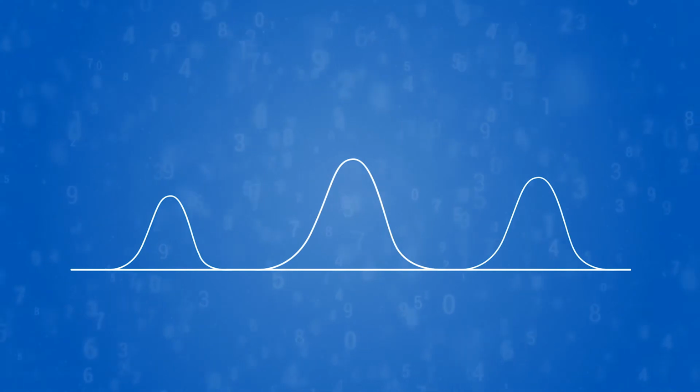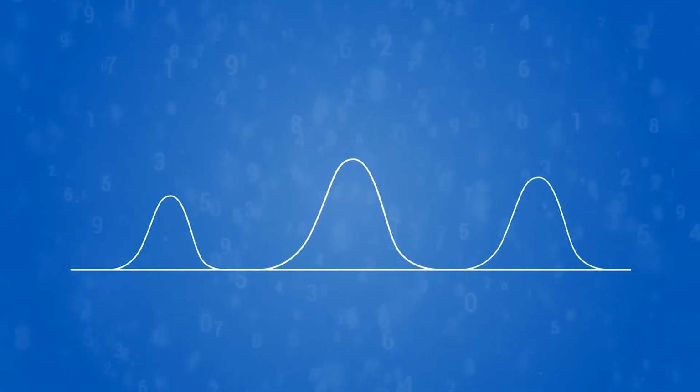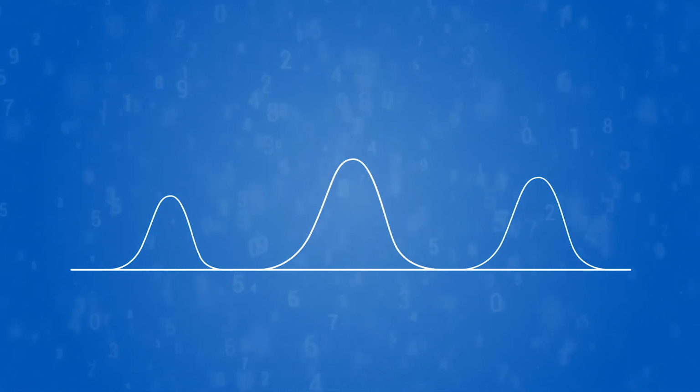Yeah, so let's say that we have a data set that has 3 bell shapes. And so on the left, you have a smaller bell, in the middle, you have a medium bell, and on the right, you have, let's say, another small bell, right?